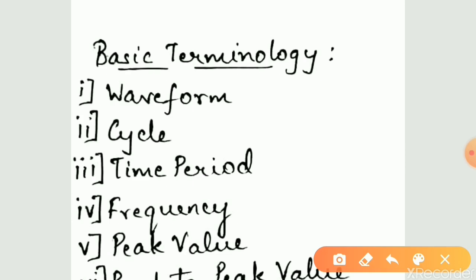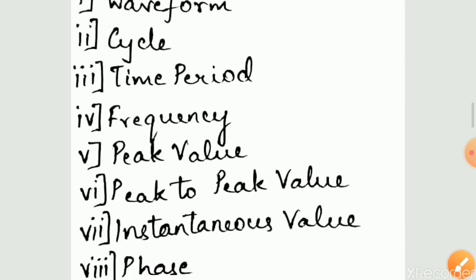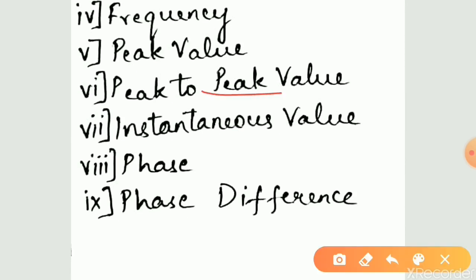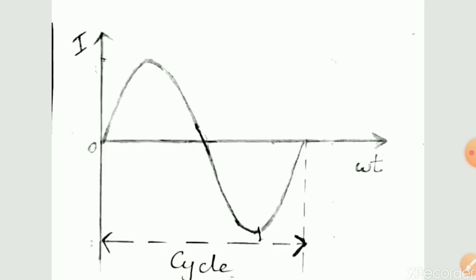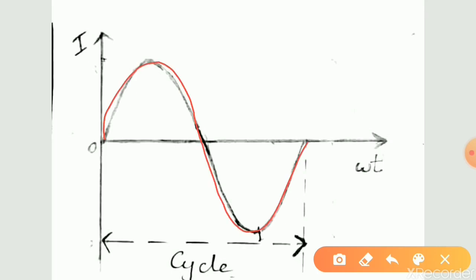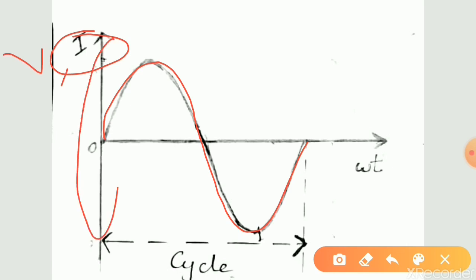The basic terminologies that we will be studying here are waveform, cycle, time period, frequency, peak value, peak to peak value, instantaneous value, phase, and phase difference. Let us study waveform. A waveform is the shape of a curve obtained by plotting the instantaneous value of an alternating quantity, which may be voltage or current, along the y-axis and time or angle along the x-axis.